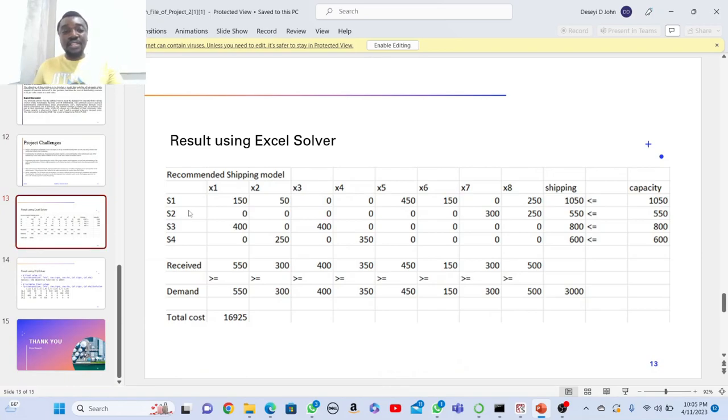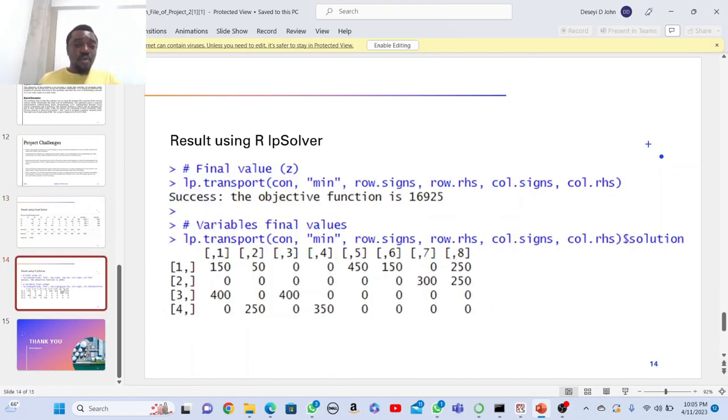This is the result that we got when we used Excel Solver. As you can see from source one, we were able to meet all the constraints that were required, both from the suppliers and from the demand. The extra concrete we put in a dummy site, which we just labeled site 8. And we were able to reproduce the exact same thing in R.